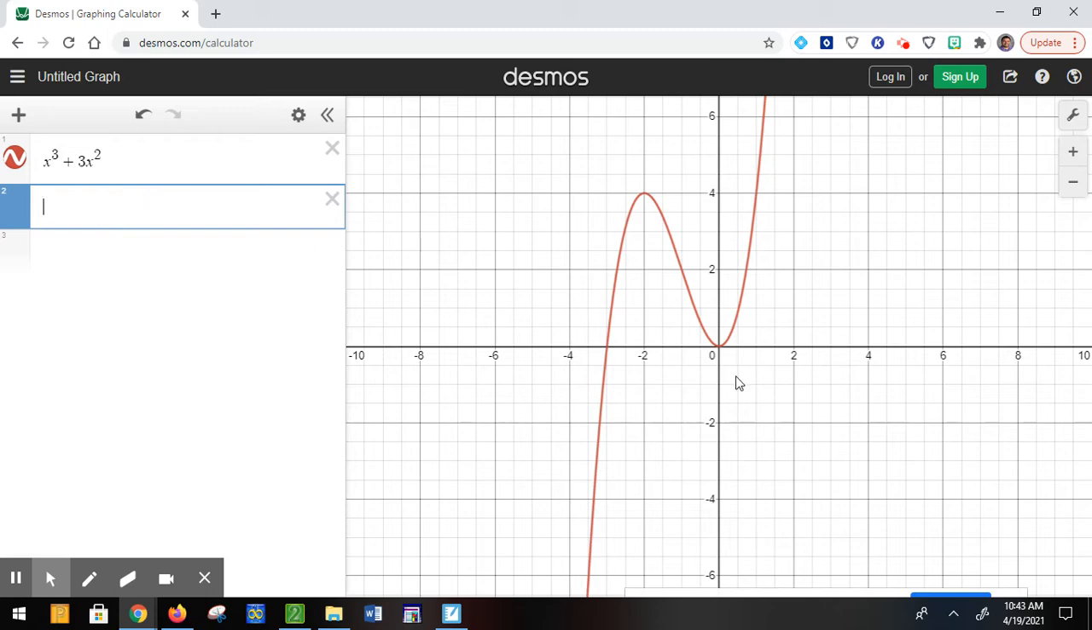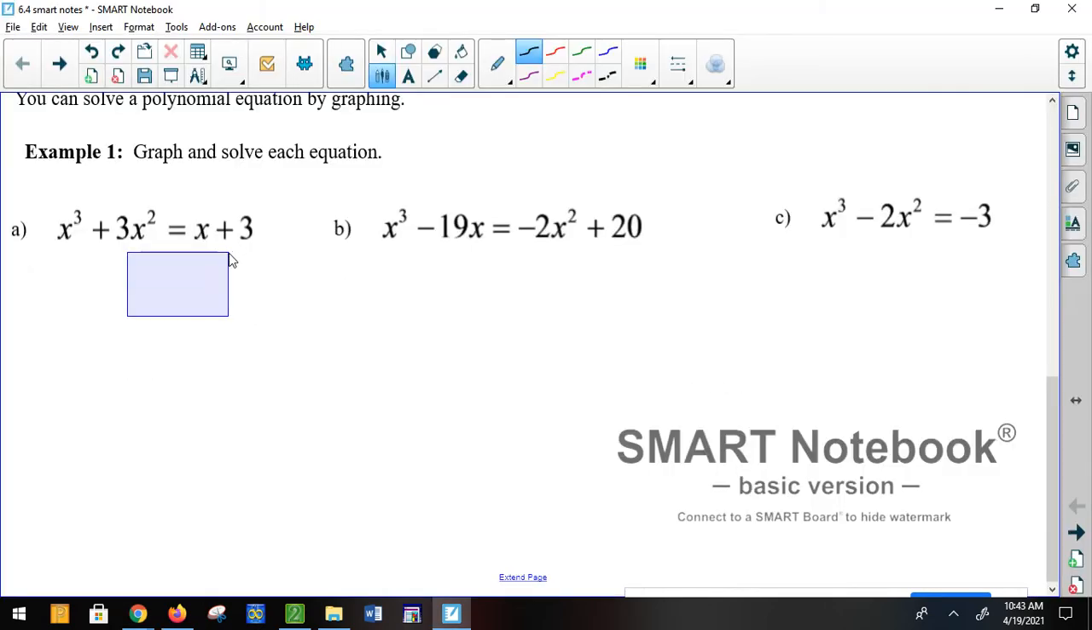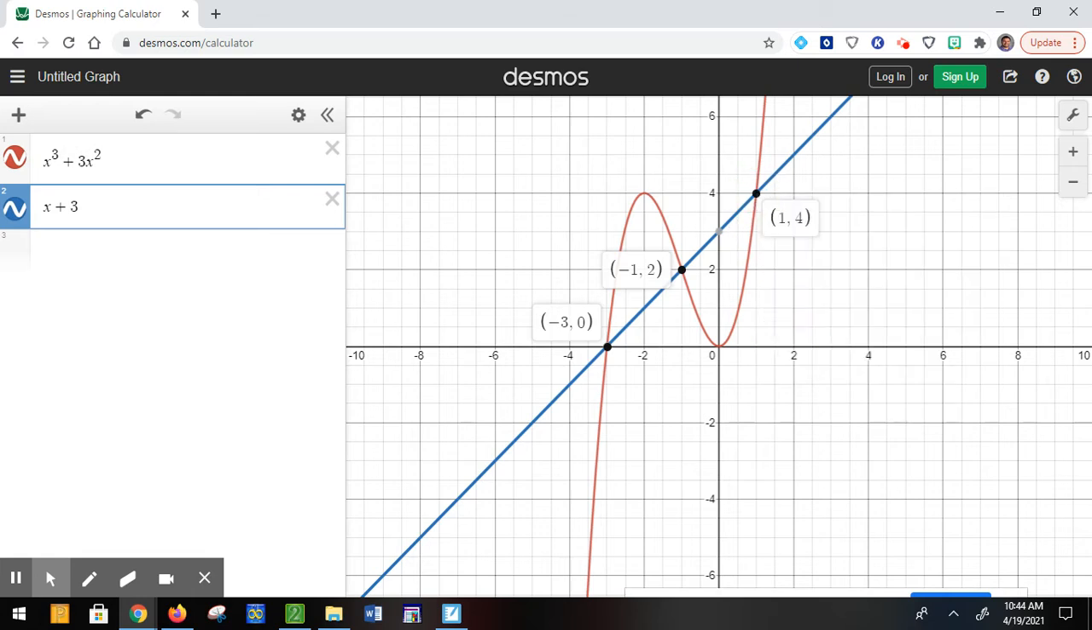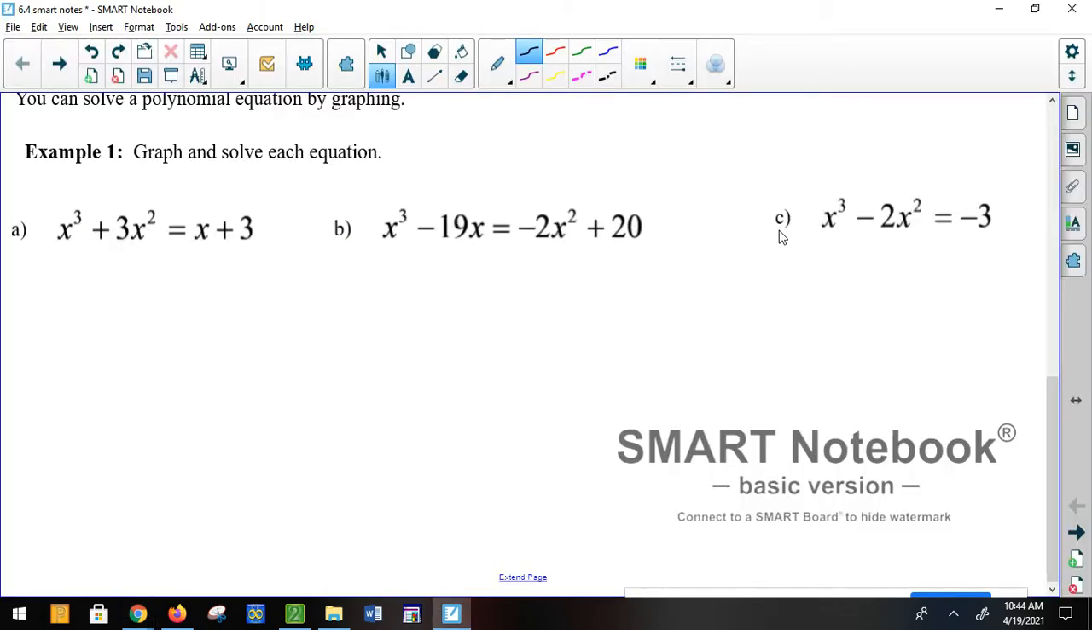So x cubed plus 3x squared will be the first one. You can see that curve there. The other side is x plus 3. It'll be a line. Where they intersect are the solutions. And we're just interested in the x values here. So -3, -1, and 1. So the solution is -3, -1, and 1.